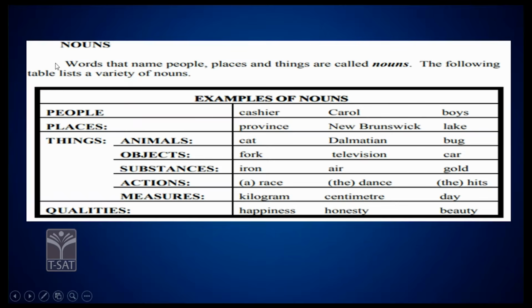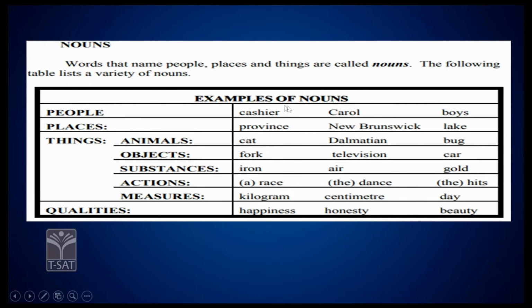Now we can see, as we have discussed, words that name people, places, and things are called nouns. The following table lists a variety of nouns. As I told you, things will include several categories, like animals, objects, substances, actions, and measures, and qualities also. Now you see, I have given you 3 examples for each category. There are any number of examples, and it is not possible for us to give all the examples in this brief session. So I gave you some instances by which you can follow them.